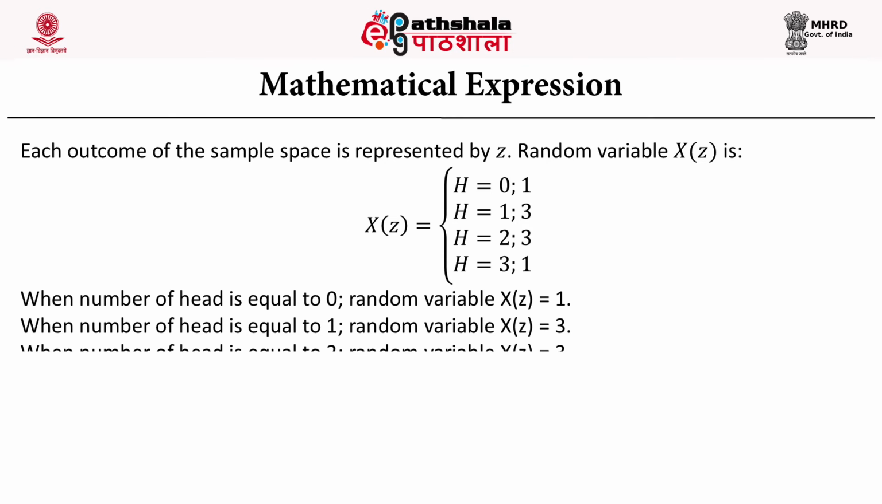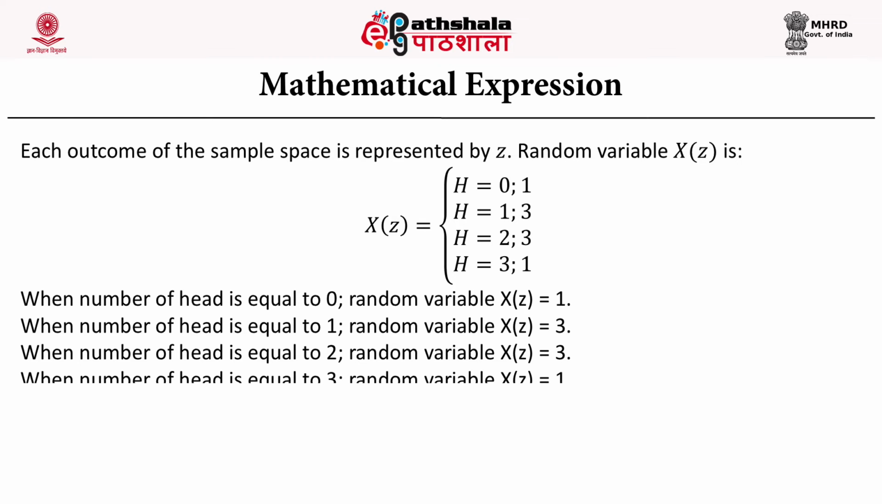So when number of heads is equal to 0, random variable X(z) is equal to 1. When number of heads is equal to 1, random variable X(z) is equal to 3, because we have 3 possibilities where head appears one time. And when number of heads is equal to 2, random variable X(z) is equal to 3. It means from the sample space, we have head appearing 2 times, so the total possible value is 3. When number of heads is equal to 3, the random variable takes value 1.